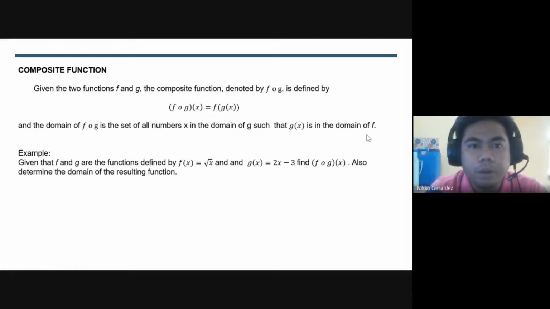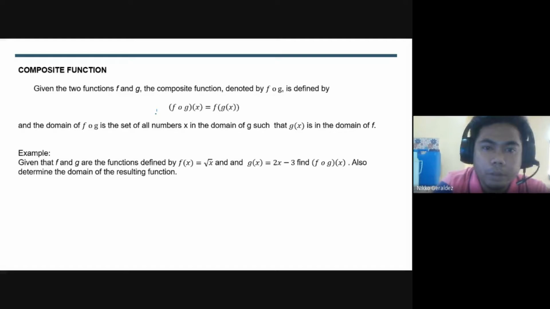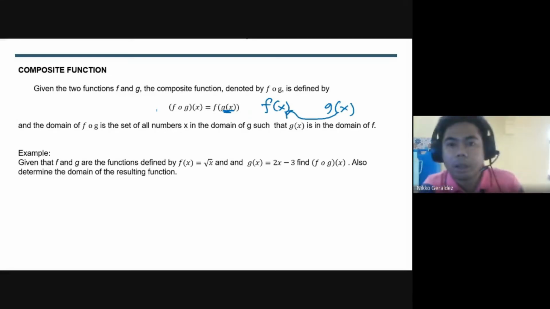So pag sinabing composite function, it is a function inside a function. Ayun po yung ibig sabihin ng composite function. May input function ka, then output function. So dito, the definition natin na f composed of g of x, yung input function mo is yung g of x. So, meron kang f of x and g of x. So, ipinasok mo si g of x doon sa f of x.